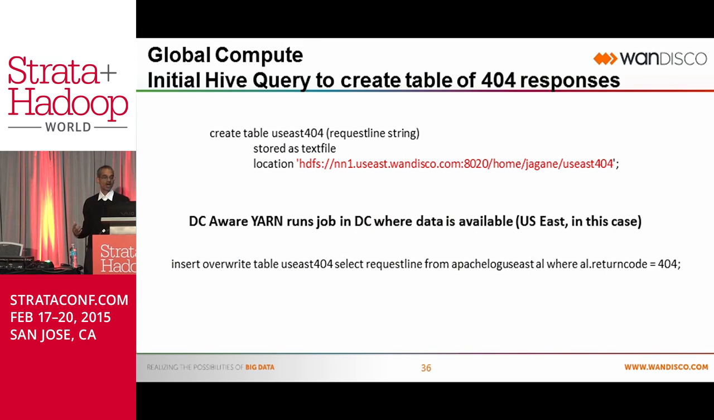Now, if you were to run a query to find out all 404 requests, using a subset table of this kind. Let's say you're inserting into that table using this query, insert overwrite table US East 404, and submit this job to DC-aware YARN. Now, we know that the US East data center is where the 60 gigabytes was ingested. We know that's where the data is. That initial MapReduce job will be run in that data center. So the 60 gigabytes gets knocked down. It may be 1 or 2 gigabytes.